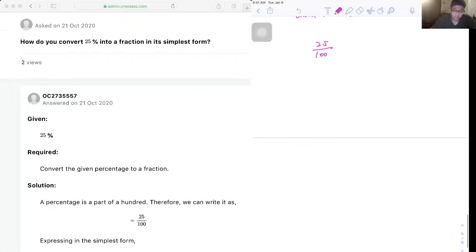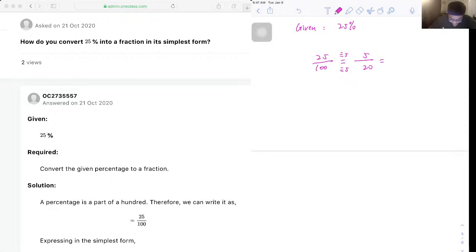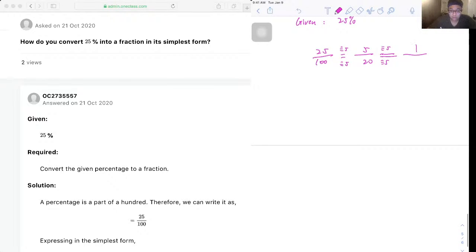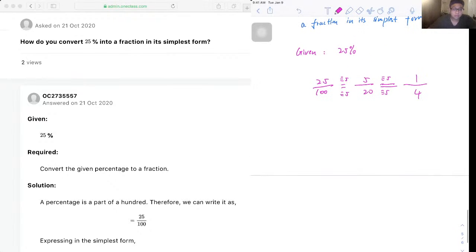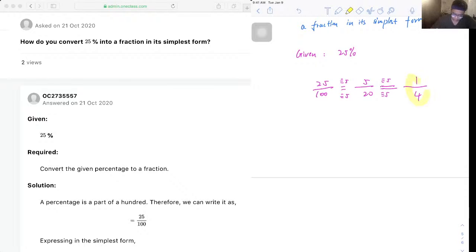So by expressing this in the simplest form, we can divide both the numerator and denominator by 5 first. So 25 divided by 5 is 5, and 100 divided by 5 is 20. And now we found out that we can still divide by 5 for both bottom and top. So 5 divided by 5 is equal to 1, and 20 divided by 5 is equal to 4. So 1 over 4 should be our answer for this question, and it is already in its simplest form.